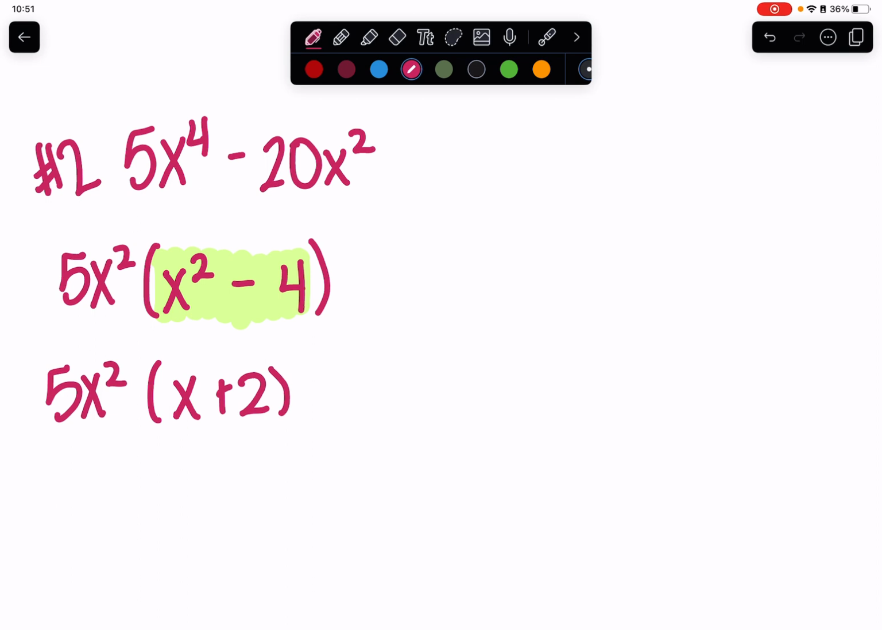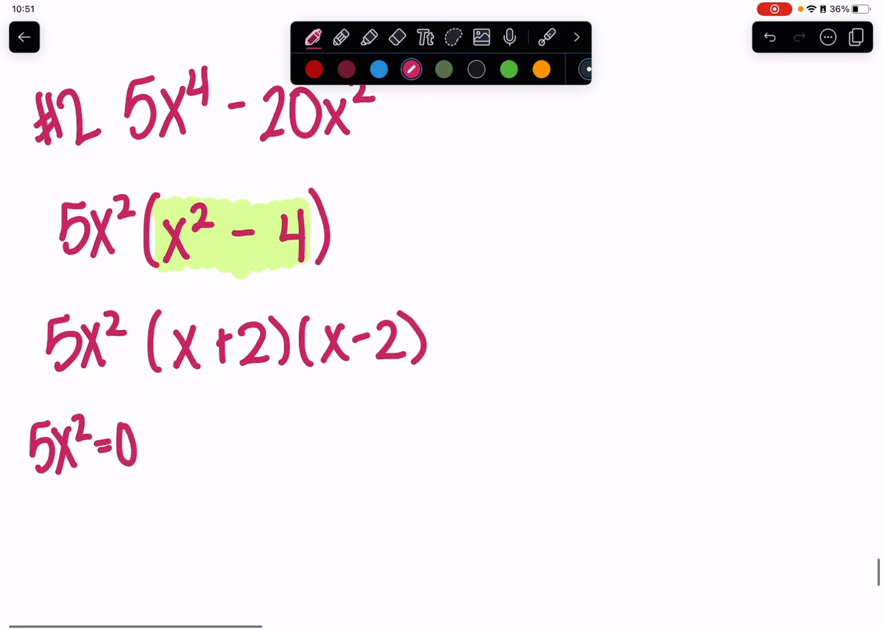This becomes x plus 2, x minus 2. That's what my difference of squares factors. And then I can set each group equal to 0 and solve. So the 5x squared group being set equal to 0. If you want to add a set of parentheses around it, you can. That's fine. It doesn't matter what I do, though.